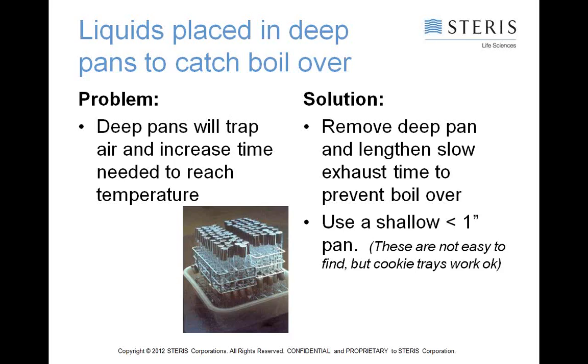So try to remove the deep pan. Use a shallow 1-inch pan. Last time I did this, I got lots of requests about where to find these, and they're not easy to find. I checked with some old veterans, and they assured me that cookie trays will work just fine. If you use something that's about 1 inch or less, the air will be able to be pushed off of that and allow steam to really circulate nicely around glassware, and you'll have something underneath to catch any boil over.